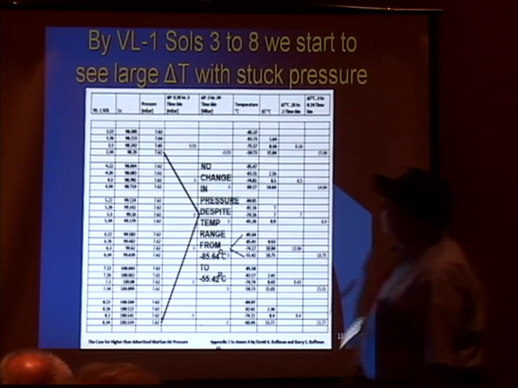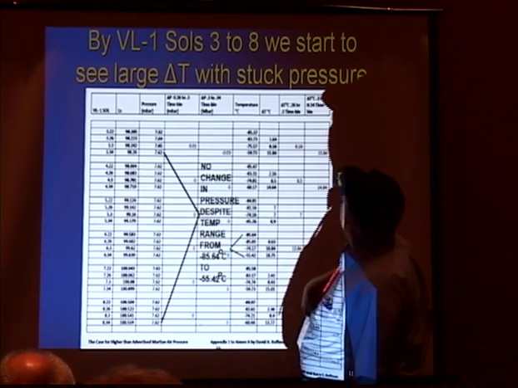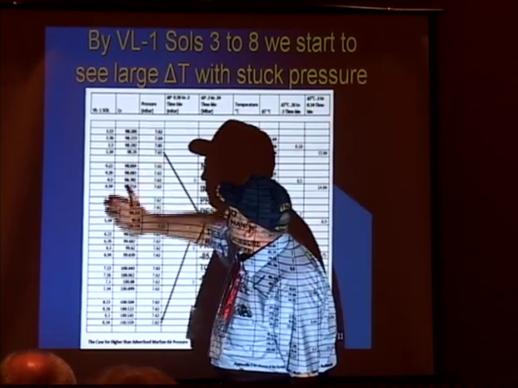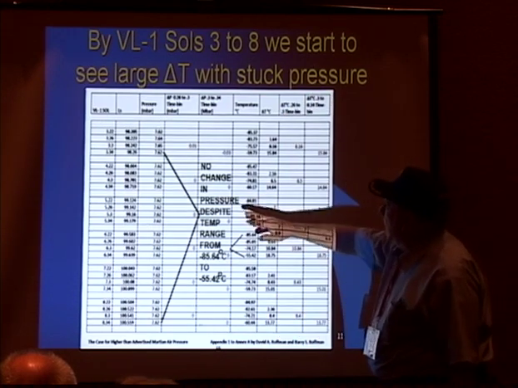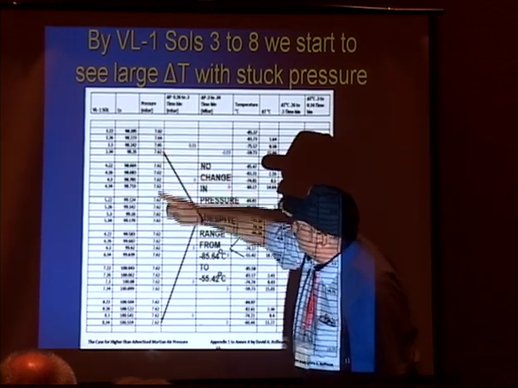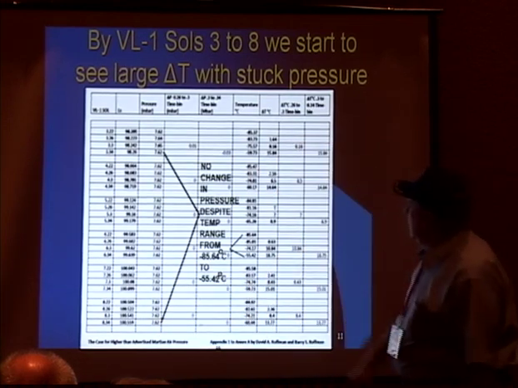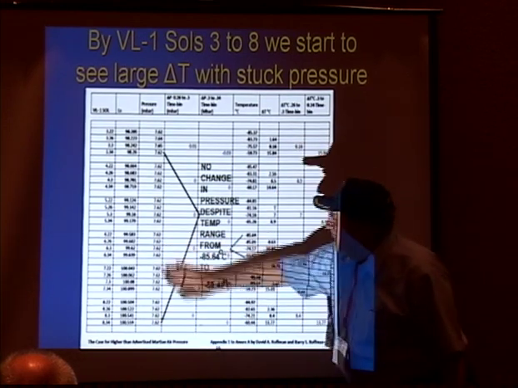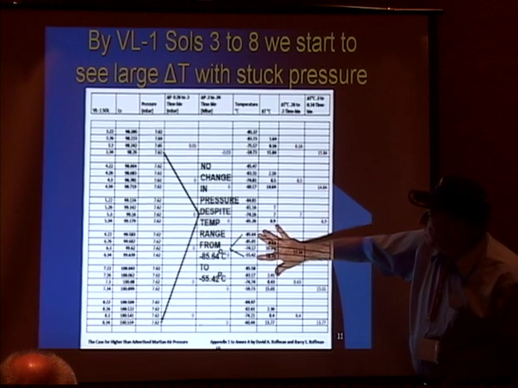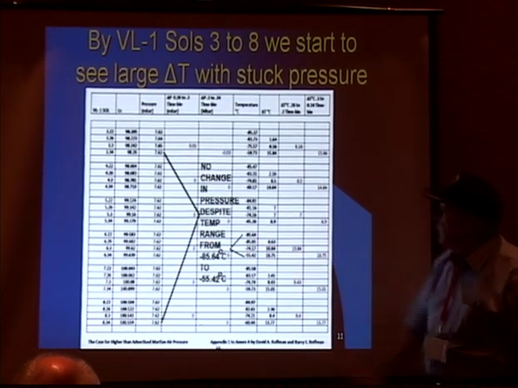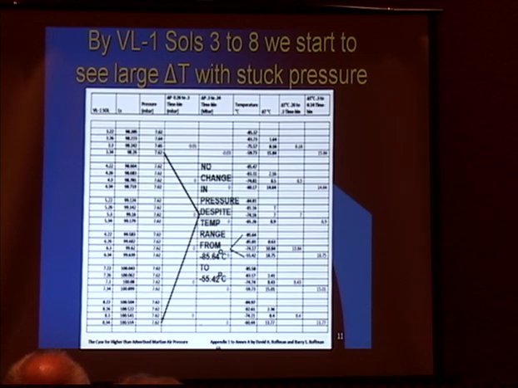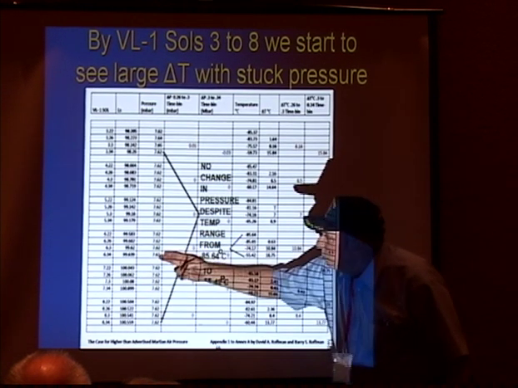Here we're looking at sols, this is Viking 1. It says 3, 4, 5, 6, 7, and 8. And we're looking over here at the pressure, 7.62 millibars all the way down. Here we see that on sol 6, the temperature changed from minus 55.42 to minus 85.64. We're seeing a large change in temperature, but we're not seeing a change in pressure at 7.62. Next.